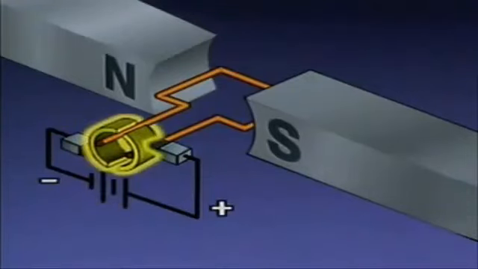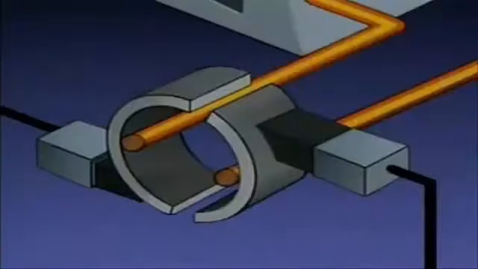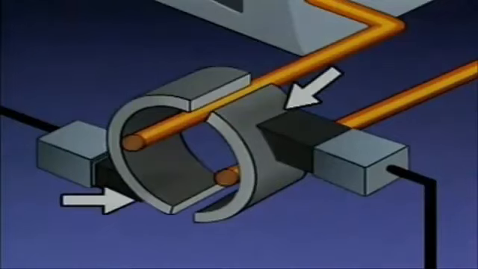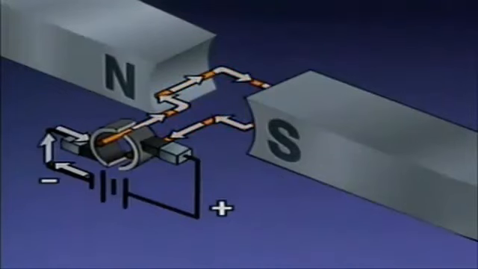A conducting ring, known as a commutator, is mounted on the end of the armature. The commutator is not a solid ring. It consists of conducting segments that are separated from each other. During operation, the commutator makes sliding contact with the brushes. Current flows from the negative side of the DC power source through one brush to a commutator segment. The current then flows through the armature in this direction, back through the other commutator segment to the other brush, and to the positive side of the power source.